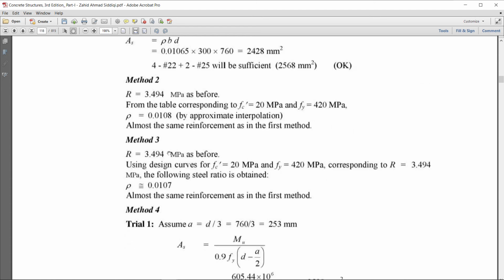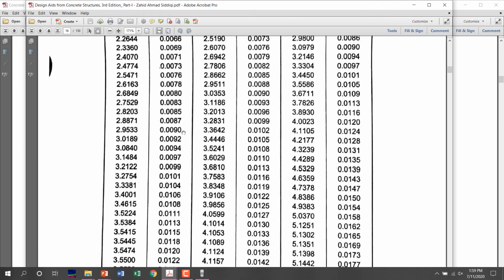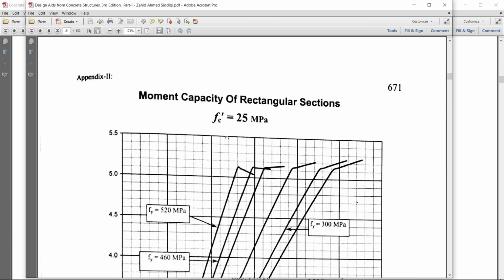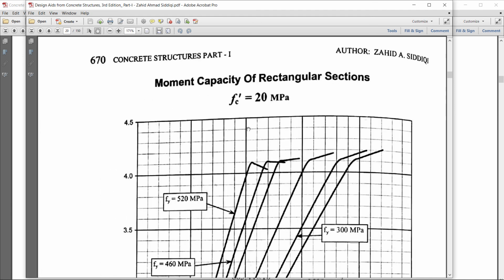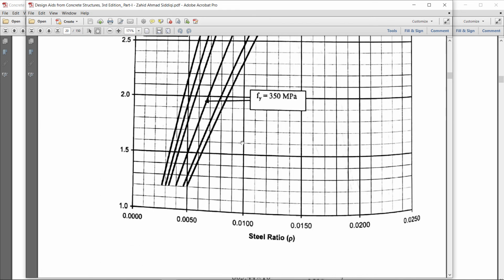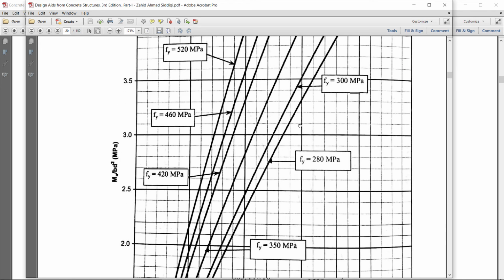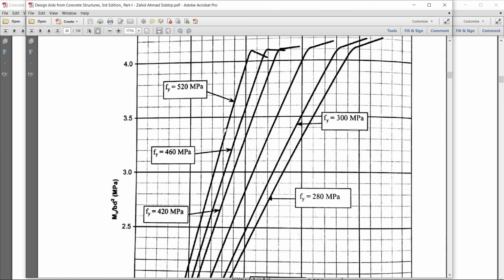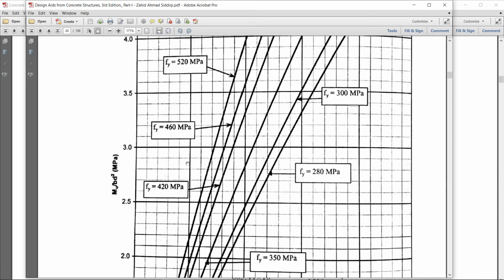In the third method, we will use the Mu over bd square value by using curves. The curves are also given at the end of the design charts here. 20 megapascal and fy are given. We will select our own fy curve. So our value is 3.49. Let's take it as 3.5. So 3.5, that is for the 20 curve.